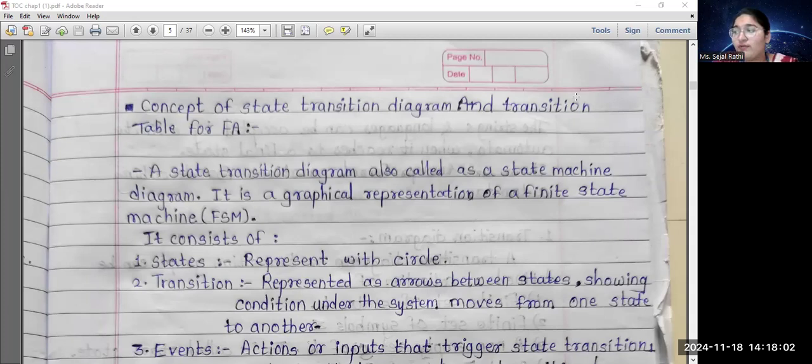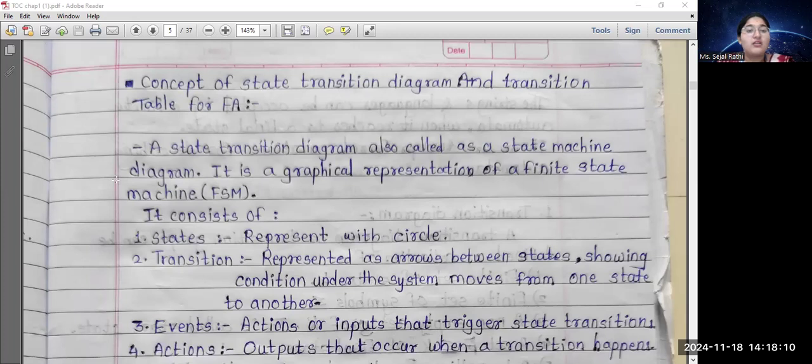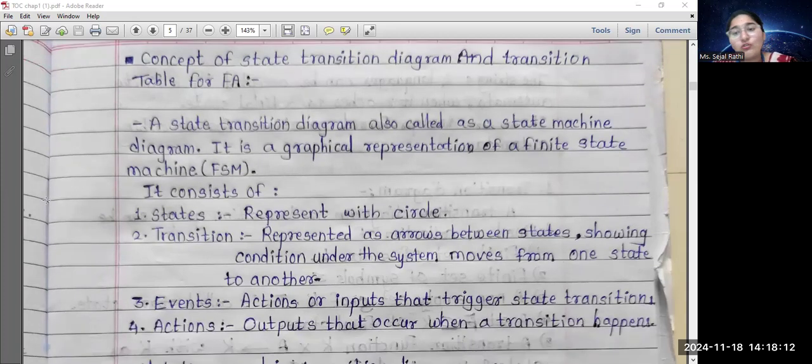In this video, we will go through the concept of state transition diagram and transition table for finite automata. A state transition diagram is also called a state machine diagram. So state transition diagram and state machine diagram are the same. It is a graphical representation of a finite state machine.